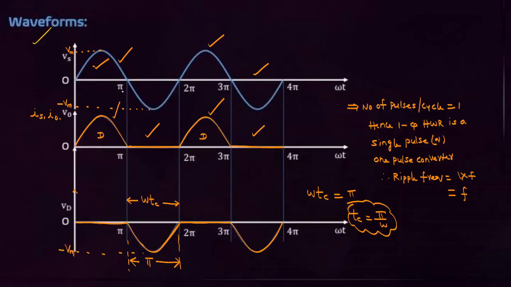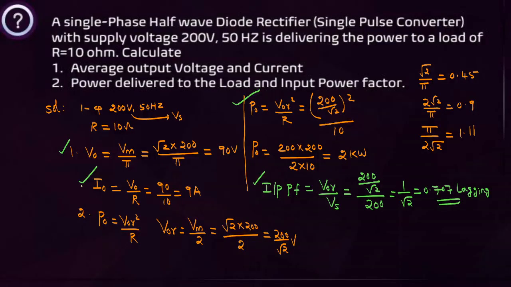You have to go through these waveforms, but there is no need to practice them. Don't expect any waveform-based questions on the circuit. But one observation here: how many pulses per cycle? In any half wave rectifier, with any load, there is only one pulse per cycle. That's why it is called a one pulse converter, or single pulse converter. Then what is the ripple frequency? For a single pulse converter, the ripple frequency is 1 f, whole f. That is with respect to resistive load, and you practice this question.